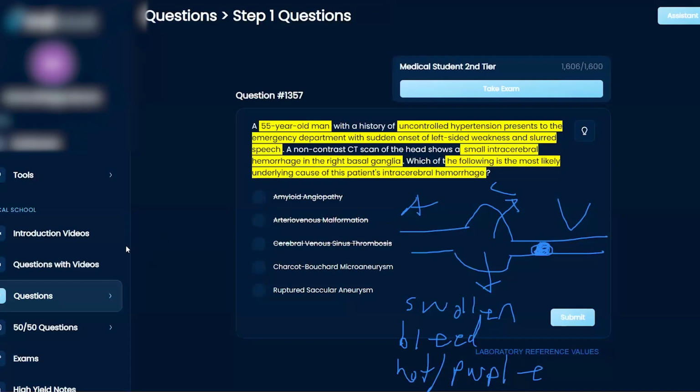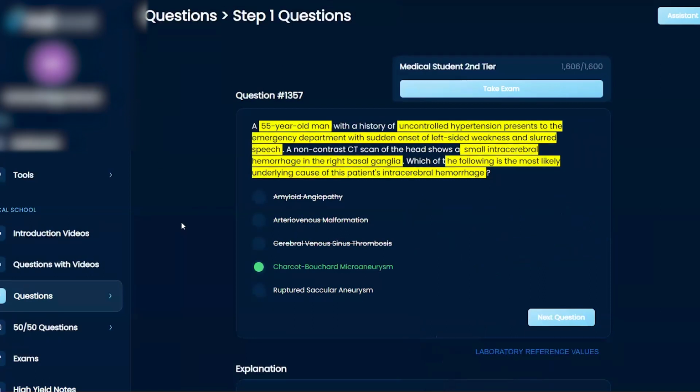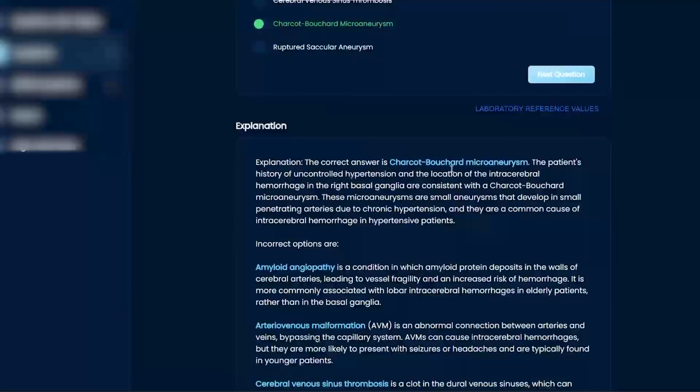Now you get to Charcot-Bouchard microaneurysm versus ruptured sacular aneurysm. What are you feeling is the most likely answer? Charcot-Bouchard. Okay, let's go with this and learn together. Yeah, that seems to be the right answer. Now let's figure out the difference between the two. Charcot-Bouchard microangiopathy goes with uncontrolled hypertension, and it's deeper inside the basal ganglia area. Of course, if that pops, you're going to have bleeding.